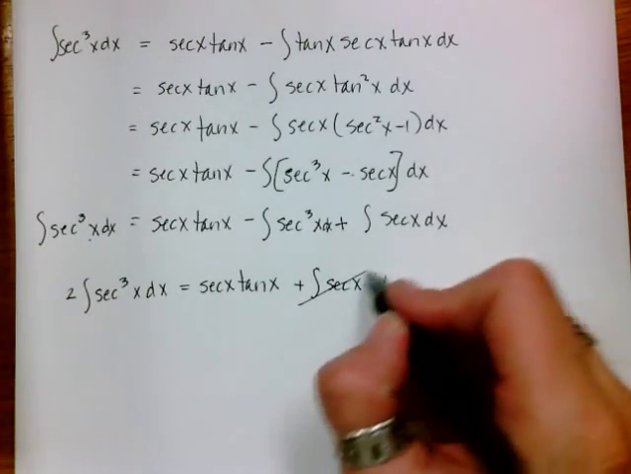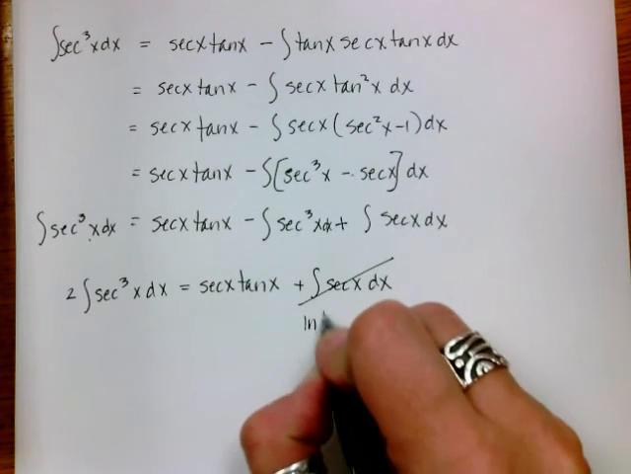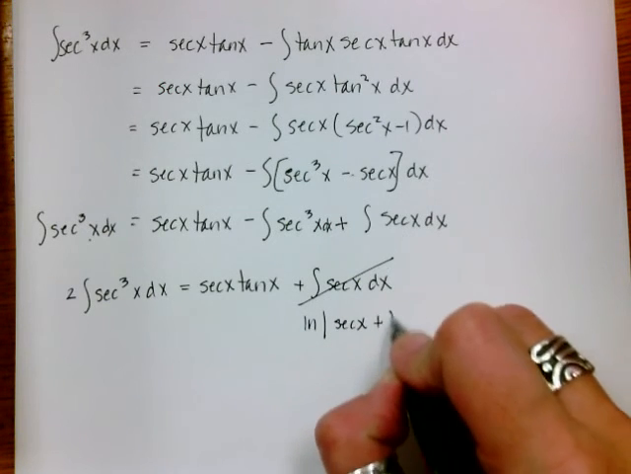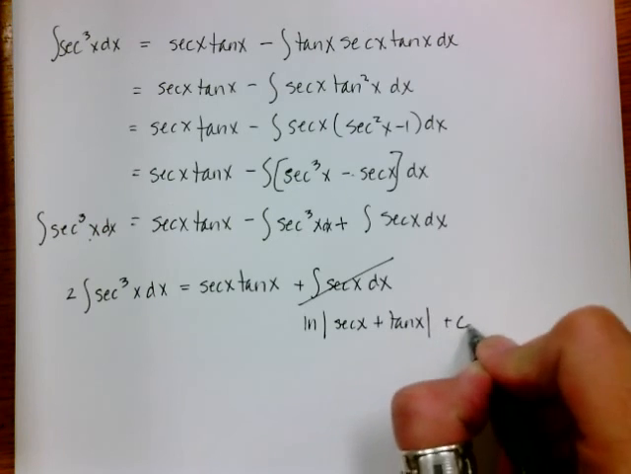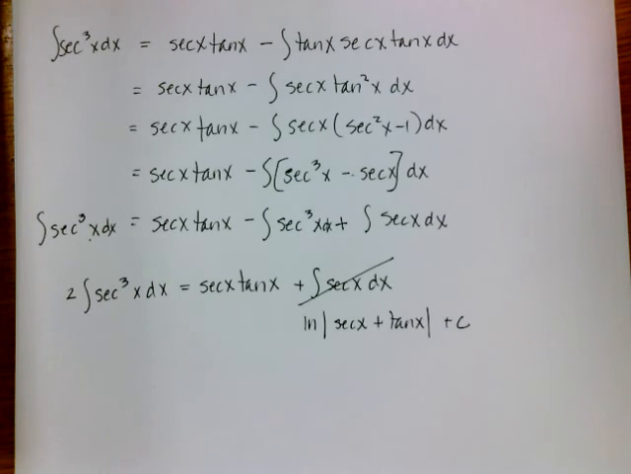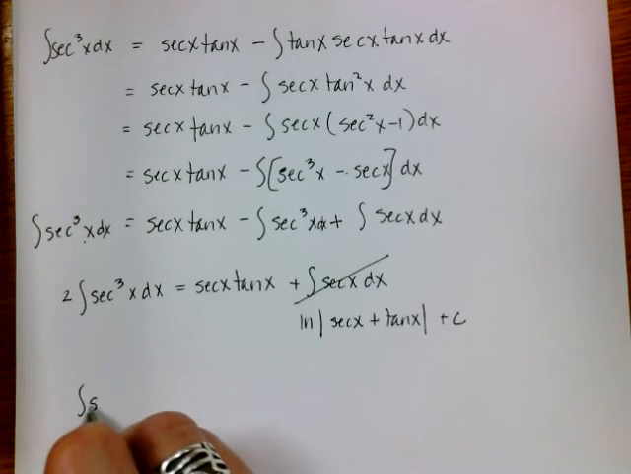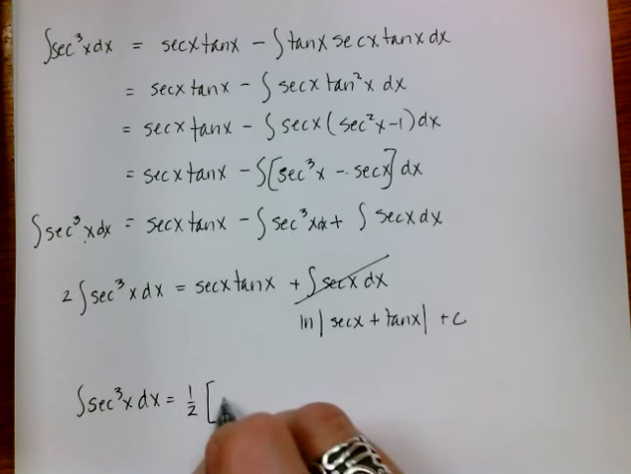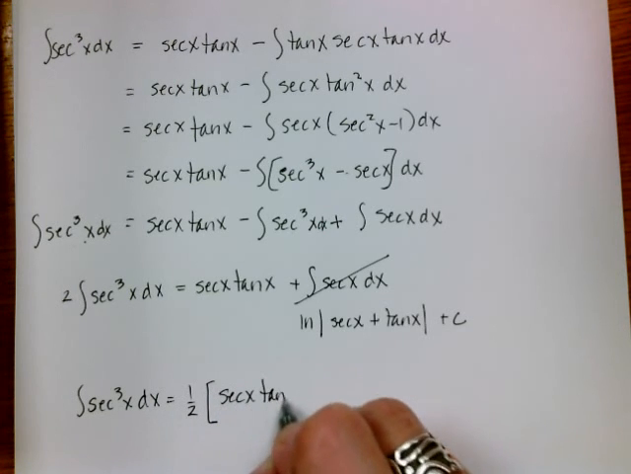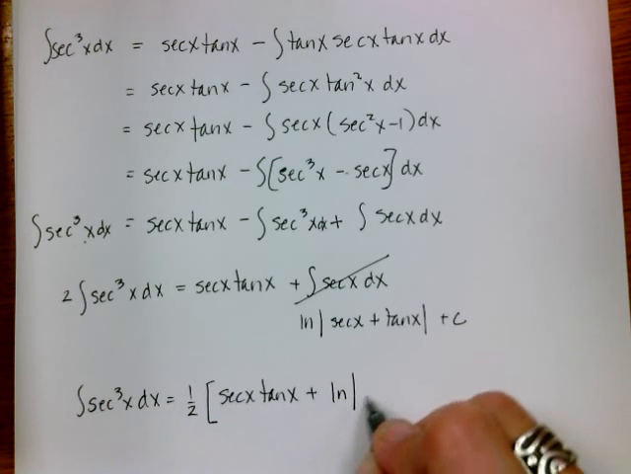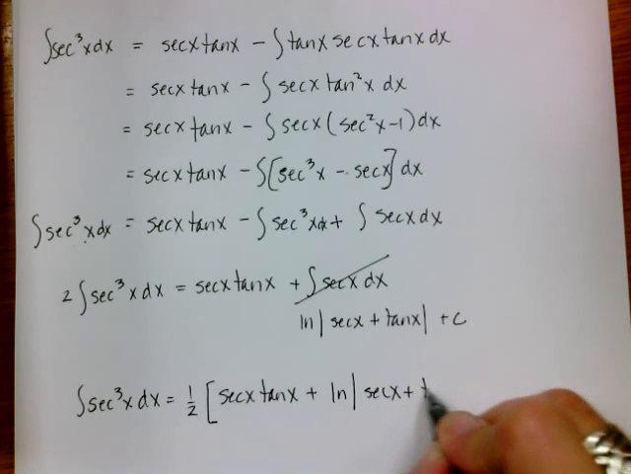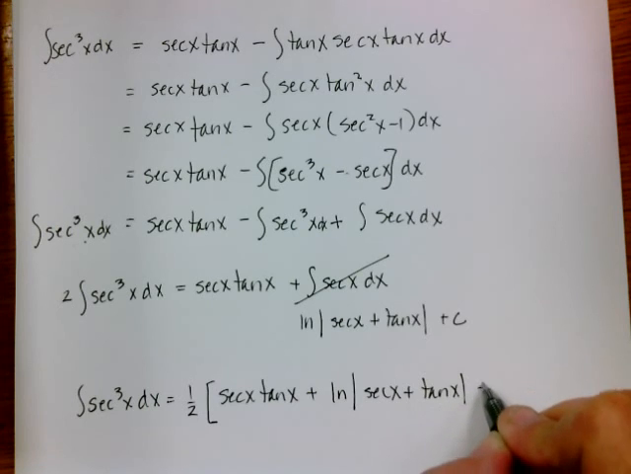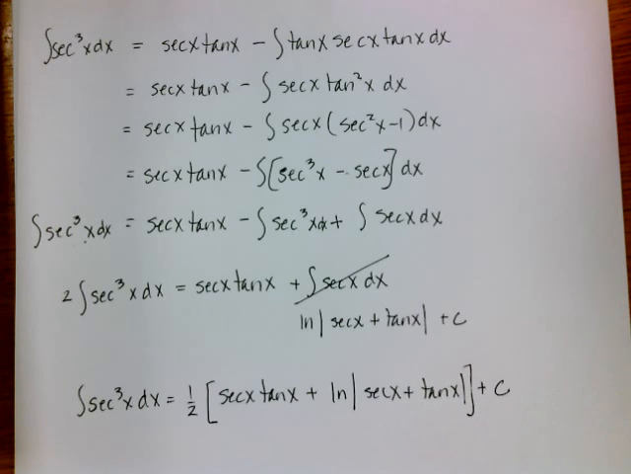Well, this guy becomes the natural log of the secant of x plus the tangent of x plus c, divide by 2, woohoo! So I get the integral of secant cubed x dx is 1/2 times the secant of x tangent of x plus the natural log of secant x plus tangent x, whew, plus close bracket c. Ta-da! That one was pretty unique. So, whew, that one's done.